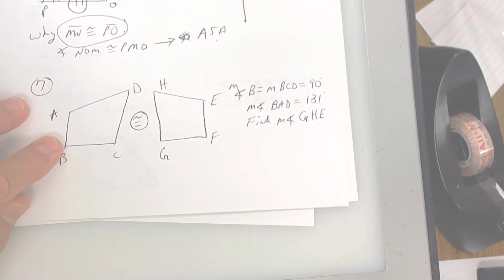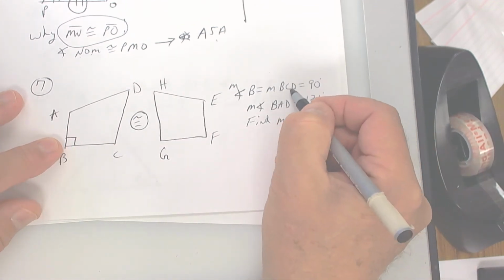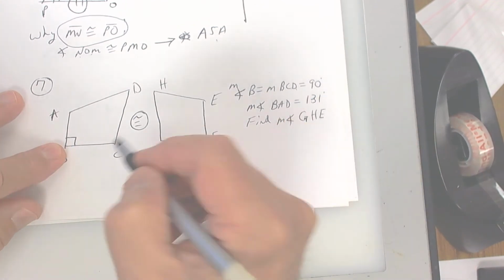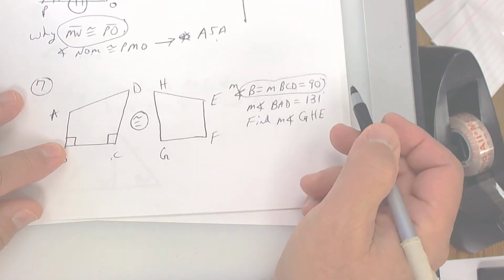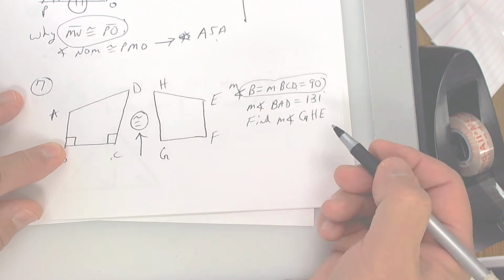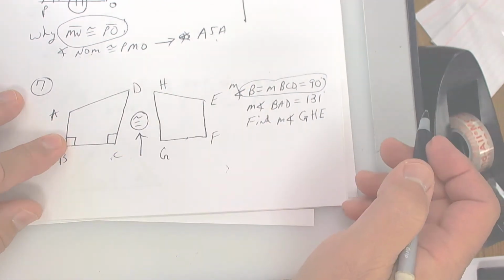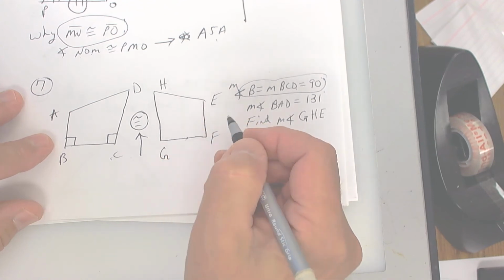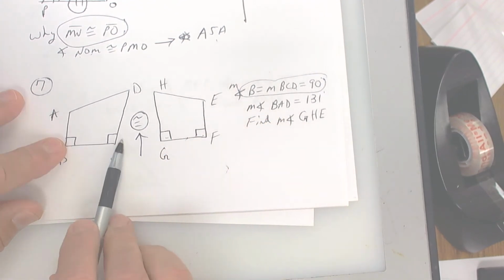This one is an airplane, but look at what's given. The measure of angle B right here is 90 degrees, and so is BCD. BCD is also 90 degrees. It says that right here. So that's given. It also tells us that these quadrilaterals, four-sided figures, are congruent. So that means this one is 90 degrees, and so is this one. So both of these are congruent.